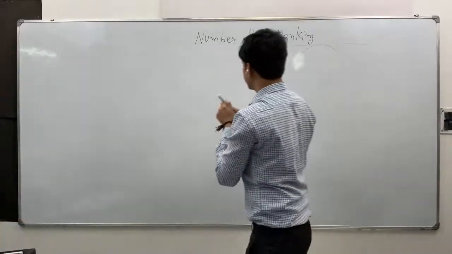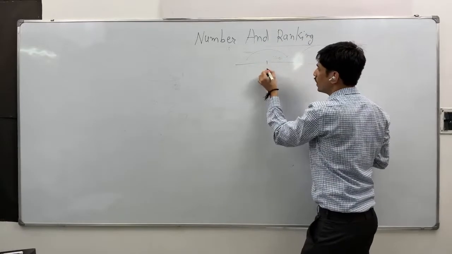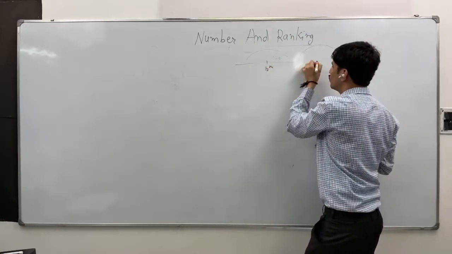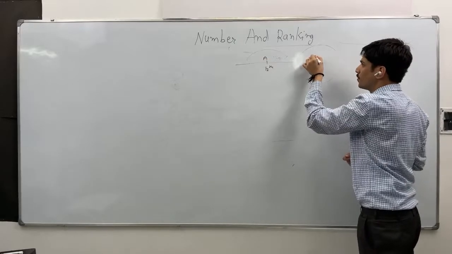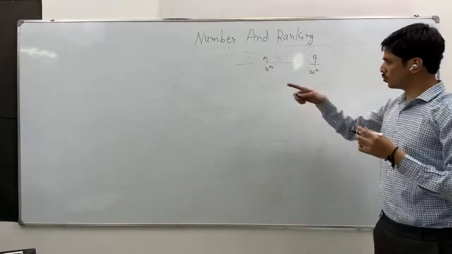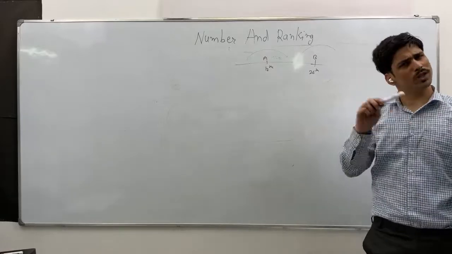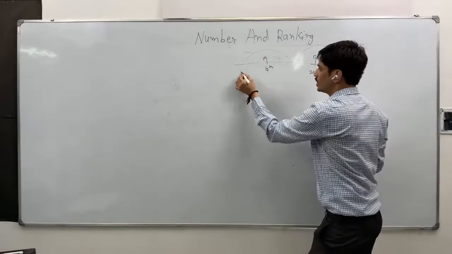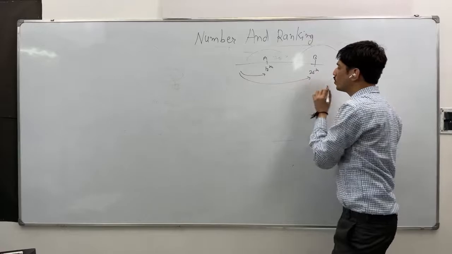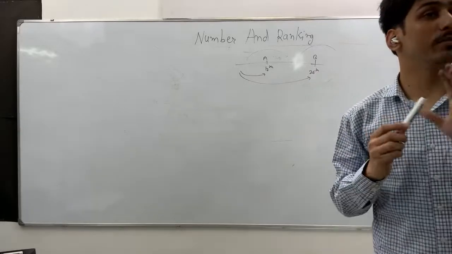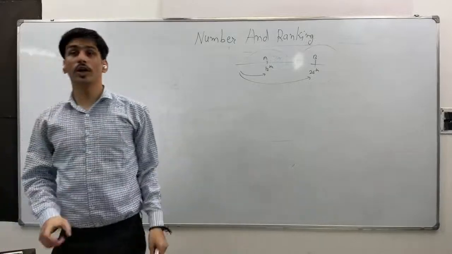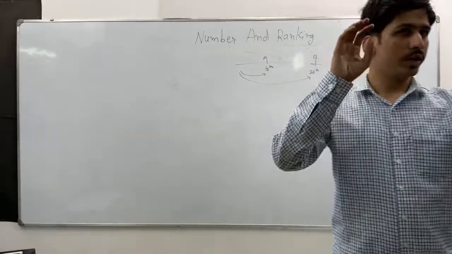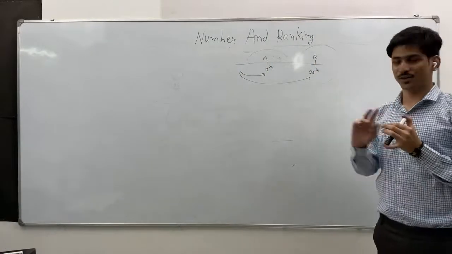Some basics we'll see. Let's say rank of A is 13th and rank of B is 26th. Okay, this is A and B. First question is how many students? Both the ranks are given from the left hand side. Let's say A is 13th from left side. Now tell me the total number of students between A and B. 12, sir. 12, right?